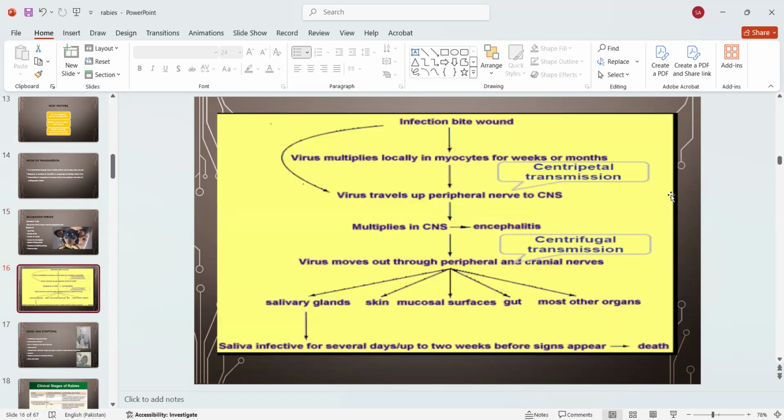Now, this is the pathogenesis of the rabies virus. First, there is an infection bite wound. The virus multiplies locally in myocytes for weeks or months. Then the virus travels up peripheral nerves to the central nervous system, and in the nervous system, it causes encephalitis. The virus moves out through the peripheral and cranial nerves to various salivary glands, skin, mucosal surfaces, gut, and most other organs. The saliva is infected for several days up to weeks before signs appear, and then it causes the death of the patient.